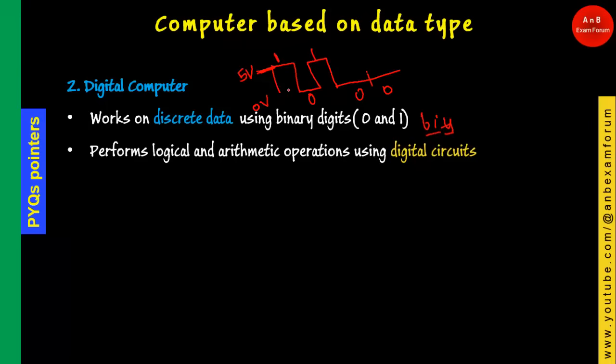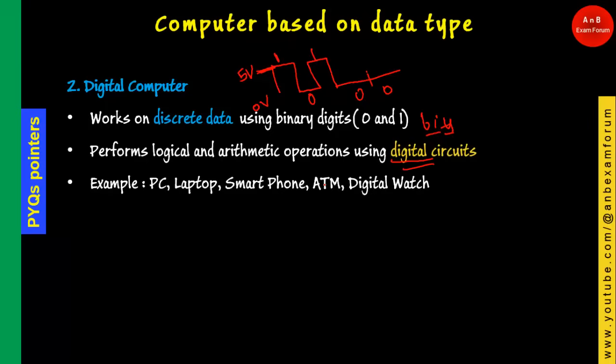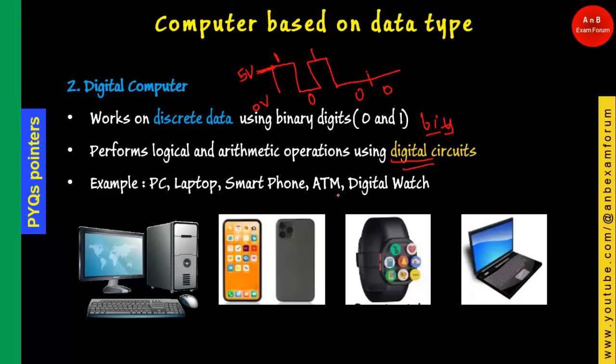In order to do calculation, you need some circuits. So the digital computer uses digital circuits for performing operations. And nowadays in every arena you will see PC, laptop, smartphone, ATM, digital watch, all are examples of digital computers only. And as you can see, this is our desktop, these are smartphones, digital watches, laptops, all are digital computers.